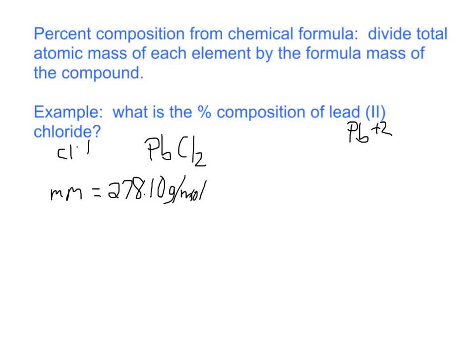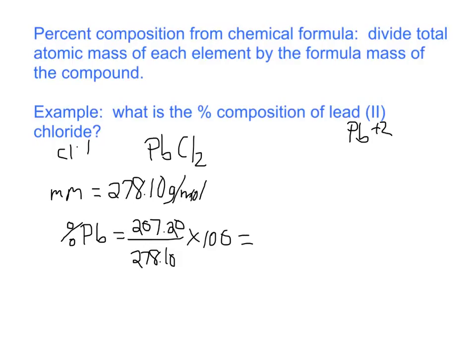Which is fine. All right, so then we have percent lead. For that, we have to know the molar mass of just lead, which you just looked up to figure out the molar mass of lead chloride. That was 207.20. That's right off the periodic table. And you divide it by the entire mass, which is 278.10, and times it by 100. And you find out that in this compound, lead is 74.5% by mass.